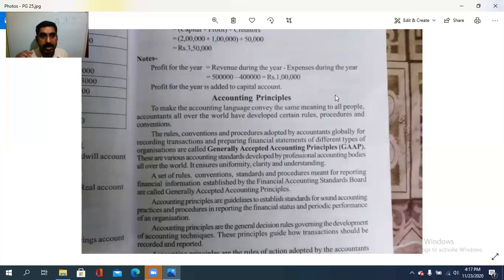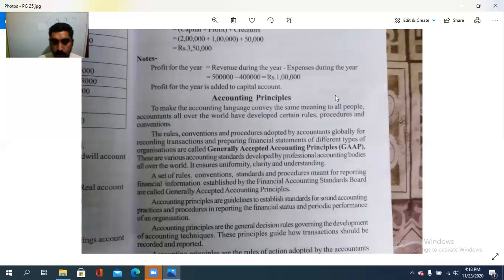That is, whichever accountant it is, this is what they follow. So the rules, conventions, and procedures adopted by accountants globally for recording transactions and preparing the financial statements of different types of organizations are called generally accepted accounting principles. These are accounting standards developed by professional accounting bodies all over the world. It ensures uniformity, clarity, and understanding. So it is a set of principles to be followed by accountants all over the world.